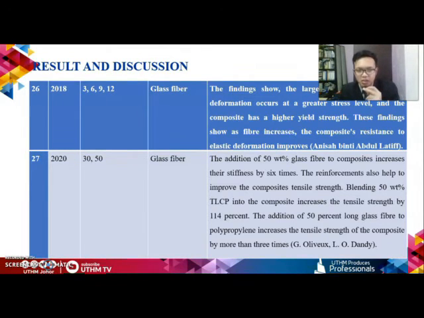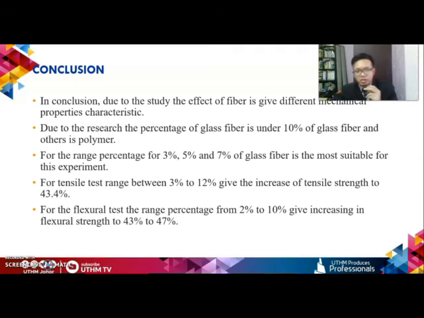For the last journal, glass fiber, the addition of 50 weightage% glass fiber to the composite increases its stiffness by 6 times. The reinforcement also helps to improve the composite tensile strength. Blending 50% of TLCP into the composite increases the tensile strength by 114%. The addition of 50% long glass fiber to polypropylene increased the tensile strength of the composite by more than 3 times. In conclusion, based on the study, the effect of fiber gives different mechanical properties and characteristics.